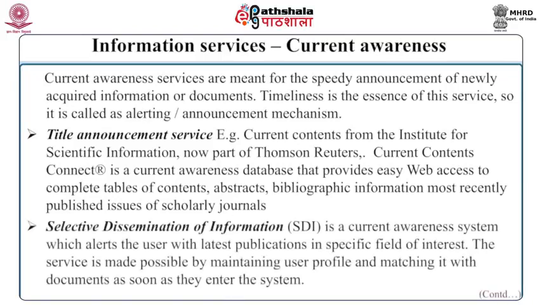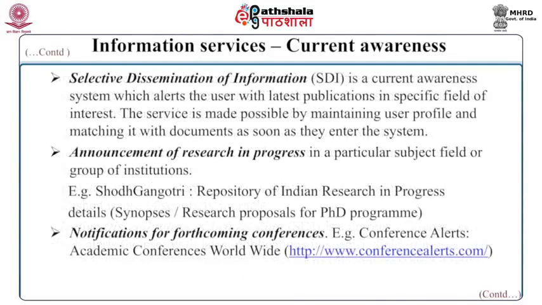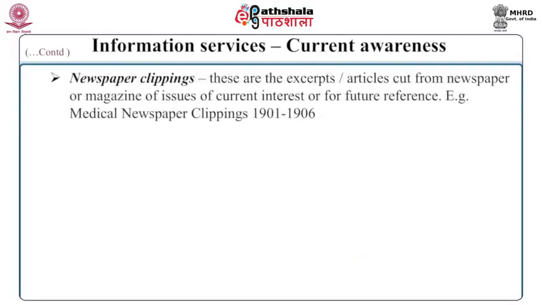Next service is selective dissemination of information. It is a current awareness system which alerts the user with the latest publications in a specific field. That is, it is a personalized service in a specific field of interest. The service is made possible by maintaining a user profile and matching it with documents as soon as they enter the system. Then other types of current awareness or alert services are announcement of research in progress, notification of forthcoming conferences, and newspaper clippings. Some examples are already given in the slides, you can go through them.